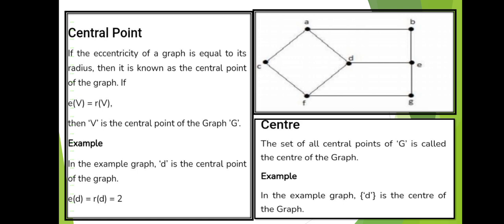Now what is the central point? If the eccentricity of a vertex is equal to the radius, then it is known as a central point of the graph. It is denoted by r(V) equal to e(V), so V is the central point of the graph. Here is the example in this graph. D is the central point of the graph. So the radius is 2, and the eccentricity of the central point is also 2. Now what is the center? The set of all central points of G is called the center of the graph. So in this graph we see that D is the center of the graph.